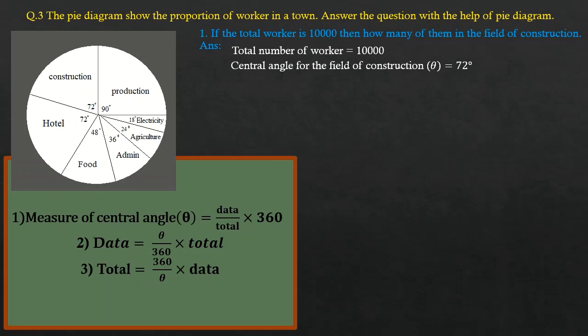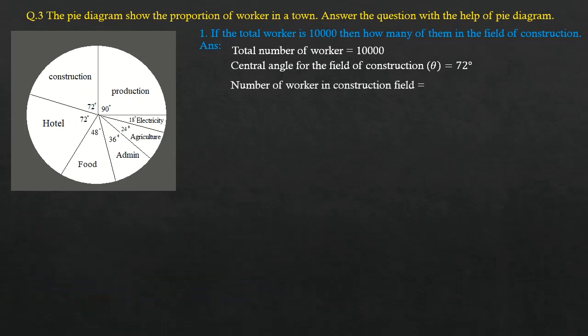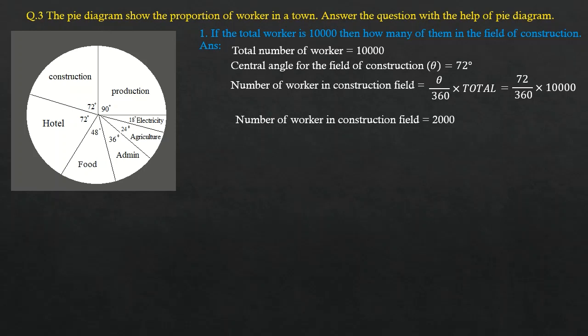अगर आप चेक करेंगे तो थीटा आपके पास है, टोटल आपके पास है, तो we use the second formula, which is for data is equal to theta upon 360 into total. So we'll write down number of workers in a construction field is equal to theta upon 360 multiplied by total. So theta for construction field is 72 upon 360 multiplied by 10,000. Simplifying, the zeros cancel, and 72 and 36 cancel, gives you 2. So after simplification, the number of workers in the construction field is 2000. Done with the data for construction field.